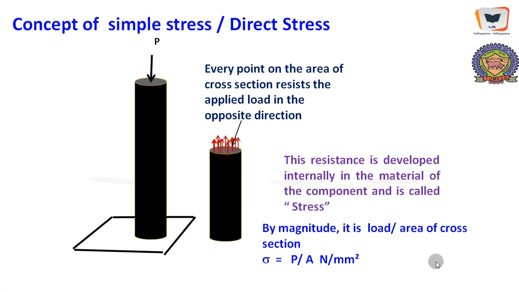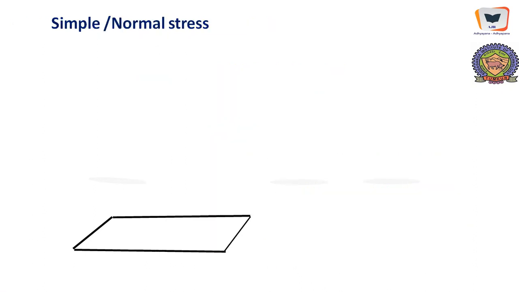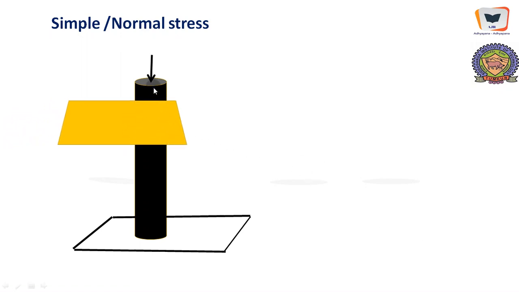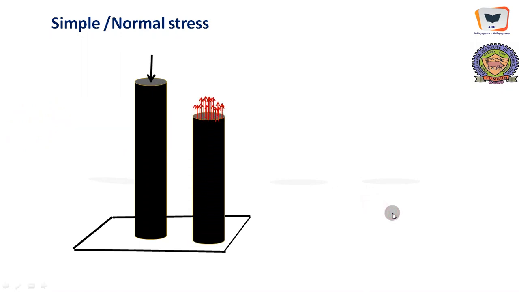Therefore, stress is simply P divided by A, Newton per millimeter square: Newton for P and millimeter square for area. However, this definition of simple stress as P by A holds good only in a particular condition, and that will be explained here. If you take a section in the immediate proximity of the load, the stress developed here will be non-uniform, and this is due to proximity effects.